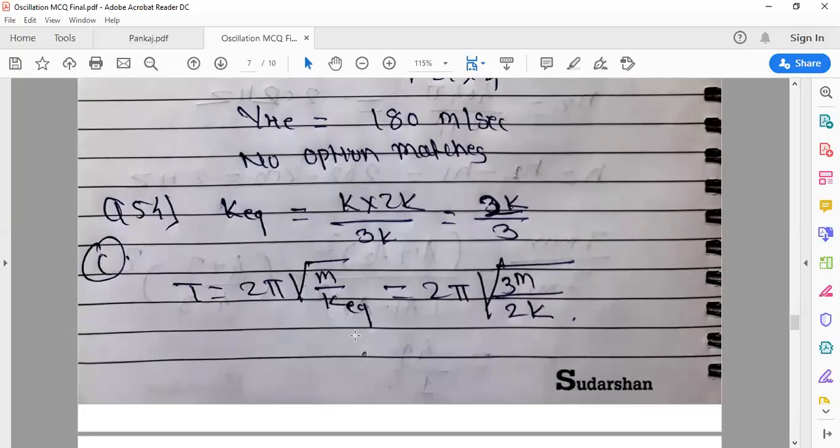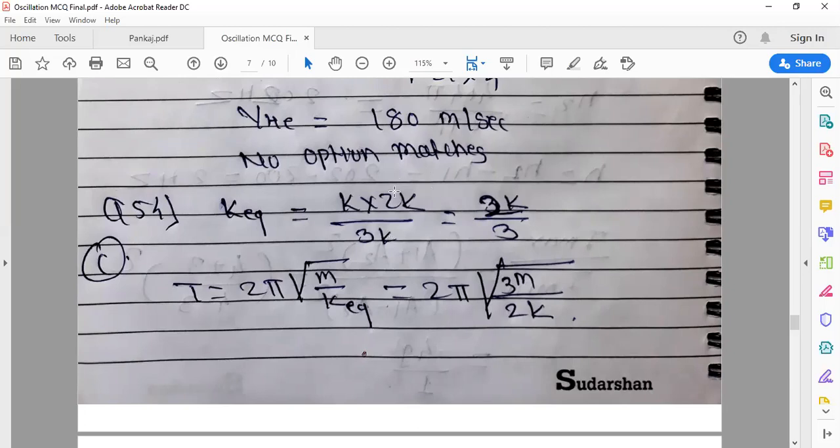In question number 54, what will be the time period of the displaced body of mass M? The system of 3 springs is given. 2 springs are in parallel and 1 spring is in series with the parallel combination of the 2 springs. To calculate the periodic time, we know that periodic time is equal to 2 pi under root M upon K. So first, calculate the value of K equivalent, the equivalent force constant for this series and parallel combination.